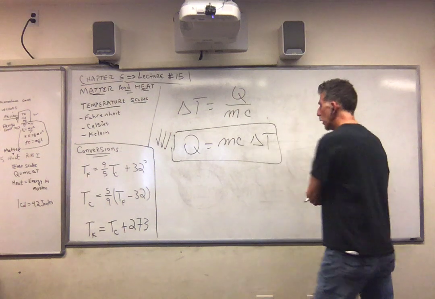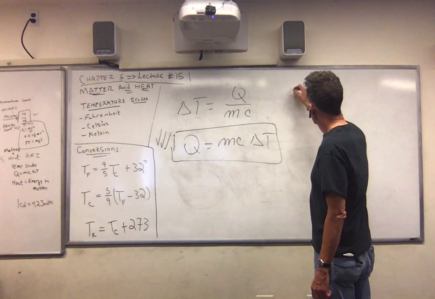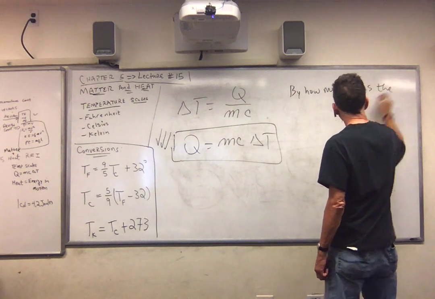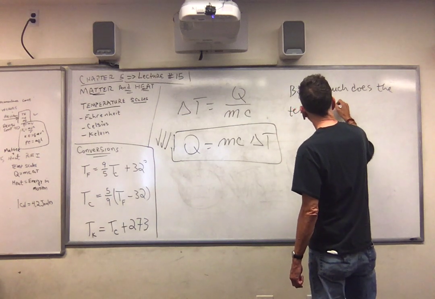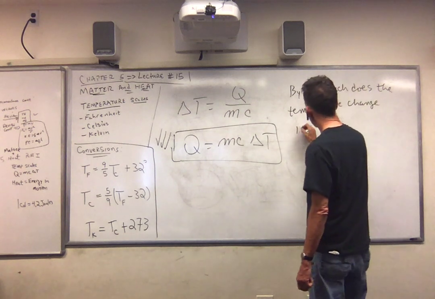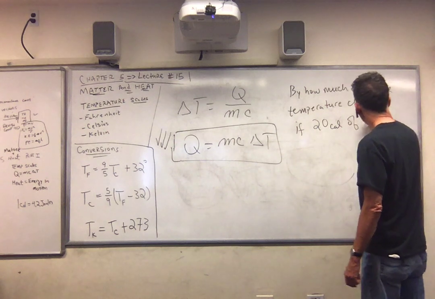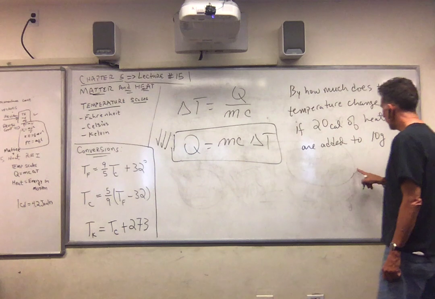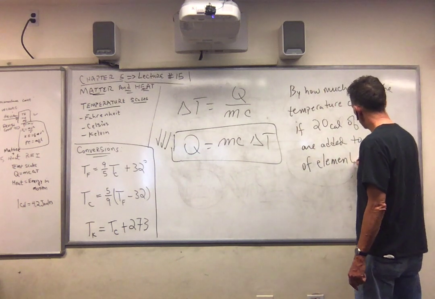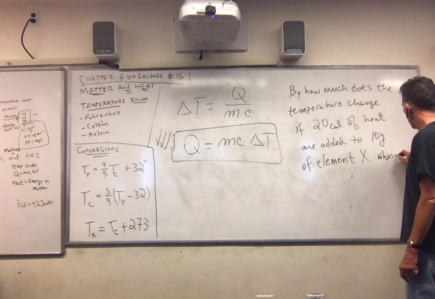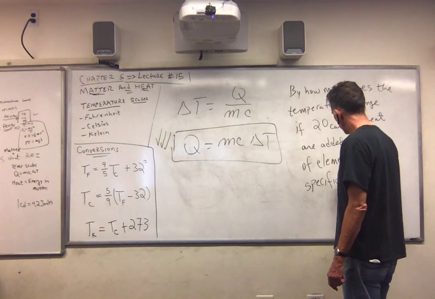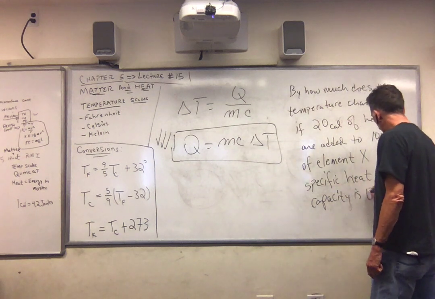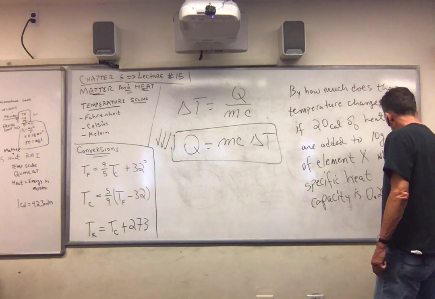Let's do a problem. By how much does the temperature change if 20 little c calories of heat are added to 10 grams of element X whose specific heat capacity is 0.25 calories per gram per degree C.